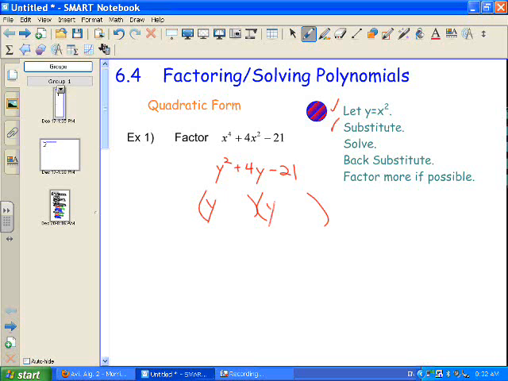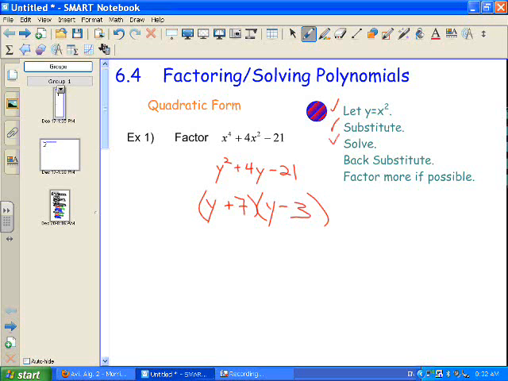So this will be y. What will my signs be doing? Plus minus. Multiply together to get 21, but a difference of 4. 7. Which one's the big one? 7. Or I mean the positive one? 7. Okay, so it factored, right?